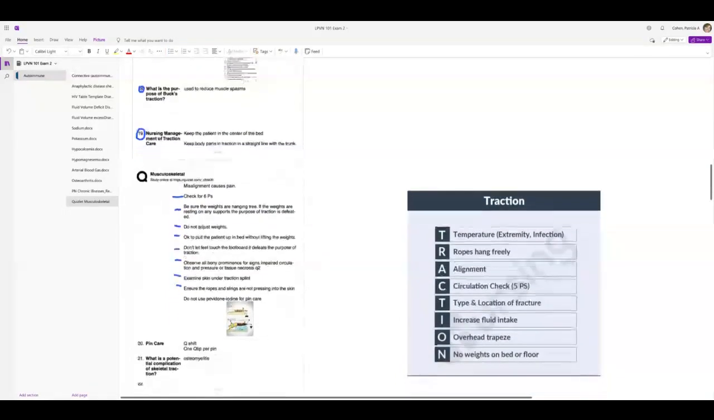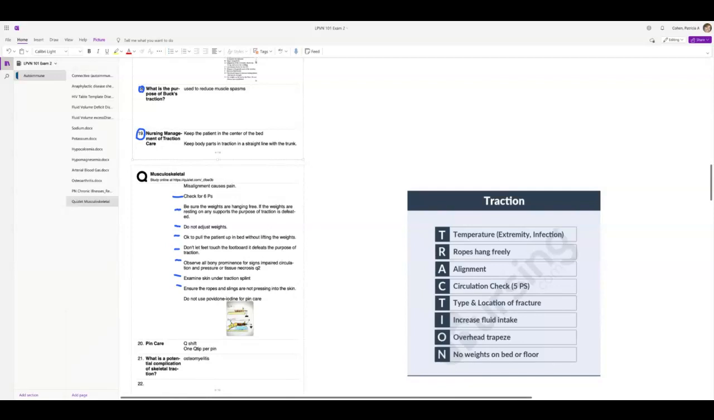I don't know if you can see this picture, but these weights are not on a table or anything. They're hanging freely, okay? And this foot is not up against the footboard. You don't want that either, okay? So don't adjust the weights. It's okay to put your patient up in bed, and they can do it with the trapeze too. Don't let the feet touch the footboard.